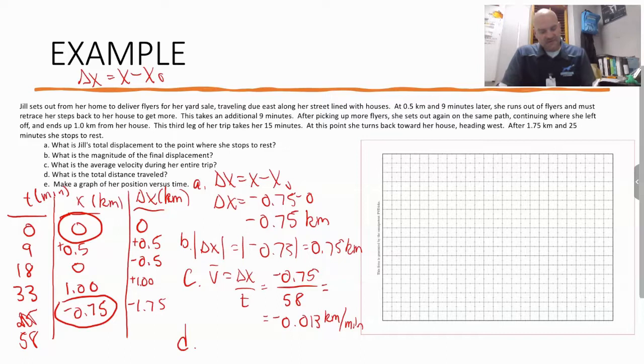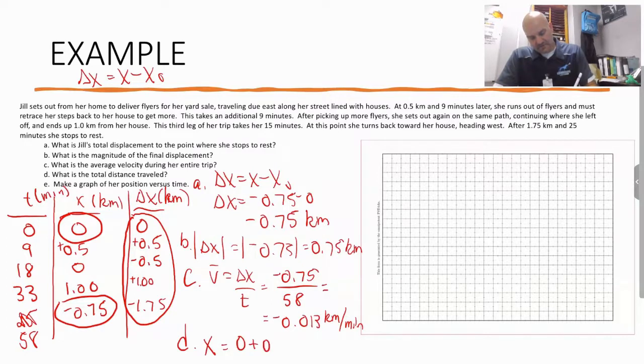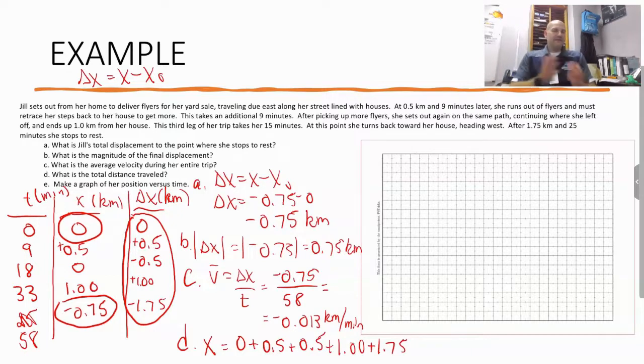Part D is going to be what is the distance traveled? So what we're going to do to find distance traveled is we're going to take all these, remove the signs, and then add it all up. So her distance traveled is going to be 0 plus 0.5 plus 0.5 plus 1. And then this last one is going to be the tricky one because, again, distance doesn't have a direction. It just goes, okay? And so we find that she traveled a distance of 3.75 kilometers.